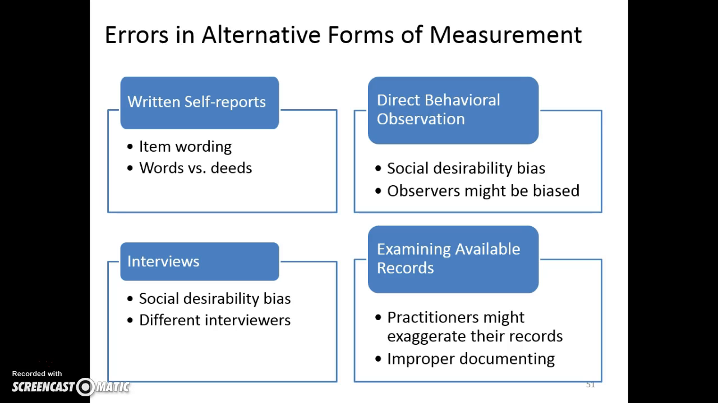If you're examining doctor records, for example, maybe that social worker or that doctor is going to make it seem like there are really low rates of depression because they want to seem really effective, or maybe they just didn't input information in the right way. So there are several different ways that you could get errors in measurement, depending on how you're capturing that information.